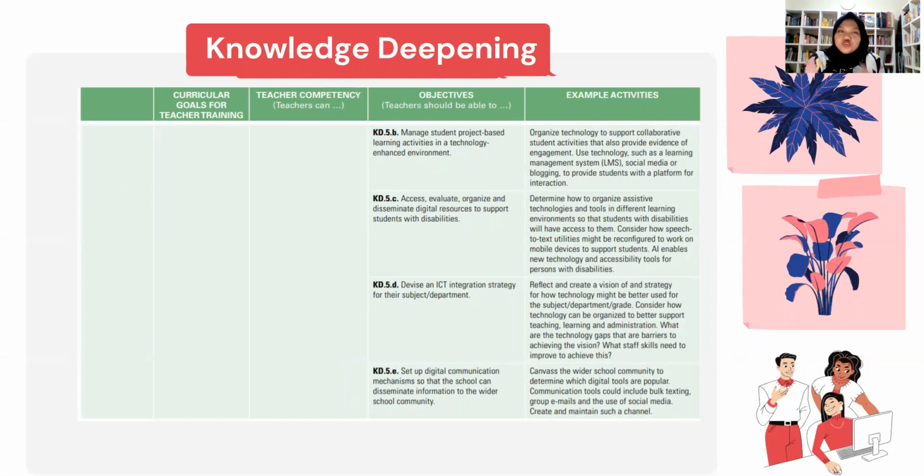Now we move on to the next objective of this aspect, which is to manage student project-based learning activities in a technology-enhanced environment by organizing technology to support collaborative student activities that also provide evidence of engagement. The next objective will be to assess, evaluate, organize, and disseminate digital resources to support students with disabilities by determining how to organize assistive technologies and tools in different learning environments so that students with disabilities will have access to them.